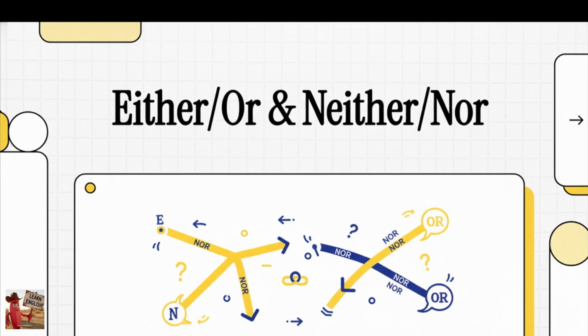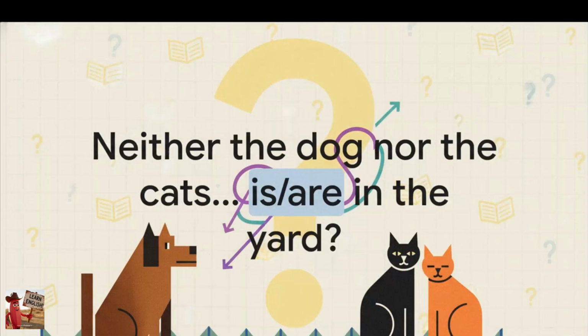So, let's kick things off with a classic puzzle. Take a look at this. Neither the dog nor the cats is or are in the yard. What does your gut tell you? If you paused for even a second, you are definitely not alone. This is exactly the kind of grammatical headache we're about to cure for good.